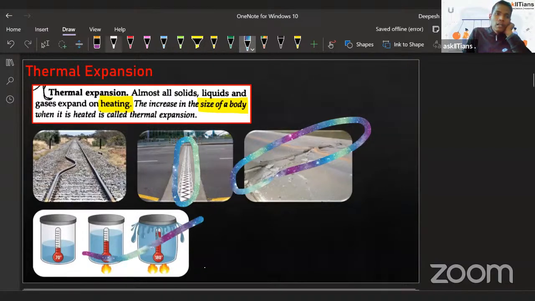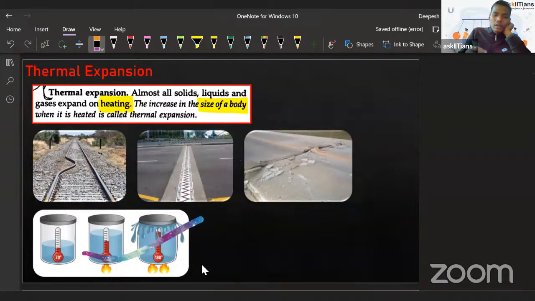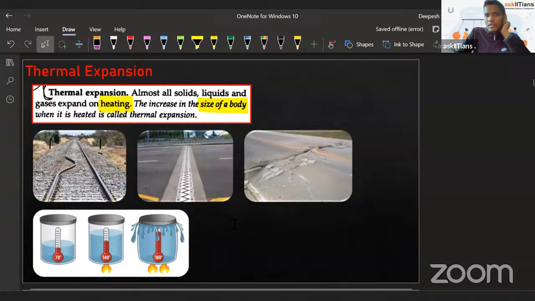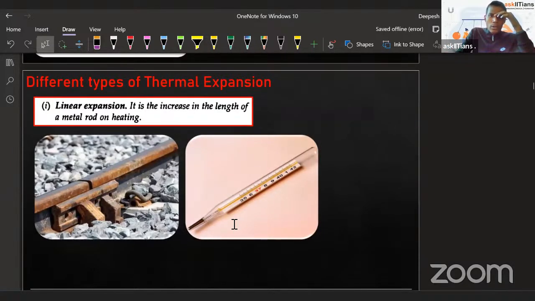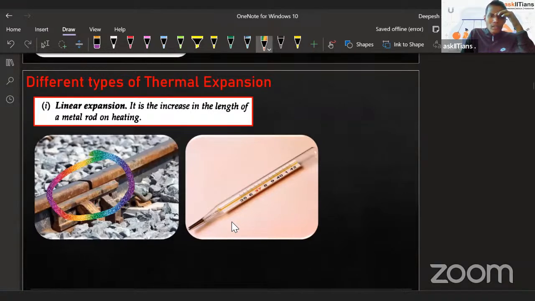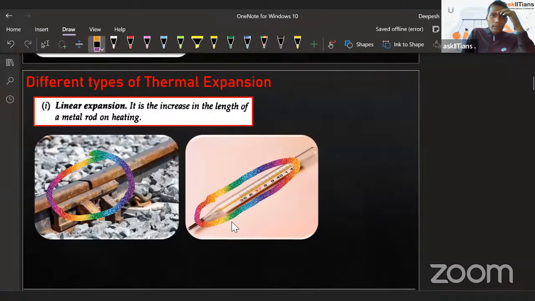Same for liquid as well. If you heat a liquid, it will expand. So this is known as thermal expansion. Very simple, very easy. Now, there are majorly three types which we are going to discuss. First is the linear expansion, which happens in railway tracks. And what do we call? The mercury, which is there in a thermometer, is one of the example for that.